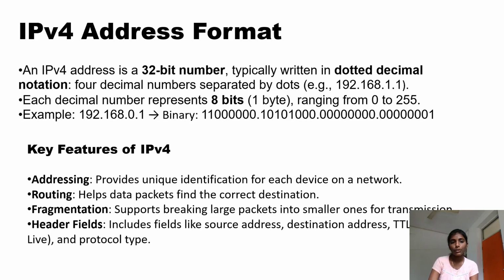Key features of IPv4 are addressing, routing, fragmentation, header fields. Addressing provides unique identification for each device on a network. Routing helps data packets find the correct destination. Fragmentation supports breaking large packets into smaller ones for transmission. Header fields include fields like source address, destination address, and protocol type.